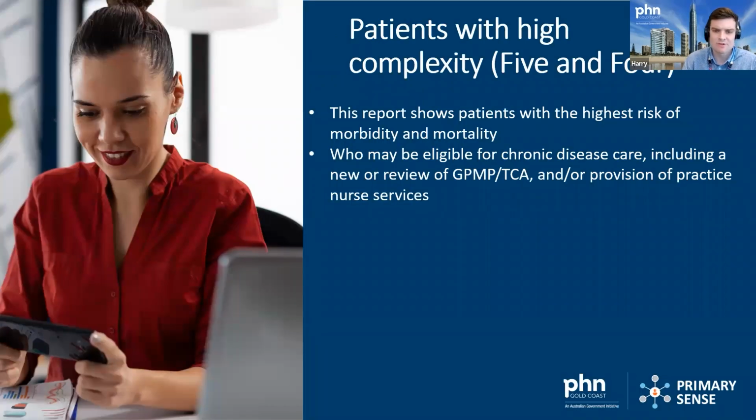There are numerous reports in Primary Sense which you can run at the practice, which show you the complexity of your patients. One of the first reports you can run at the practice is patients with high complexity 5 and 4. And this report shows patients with the highest risk of morbidity and mortality. So this is patients with a complexity score of 5 or 4. It'll also show you of these patients who may be eligible for chronic disease care, including a new or review of a general practitioner management plan, or also a team care arrangements and or provision of practice nurse services.